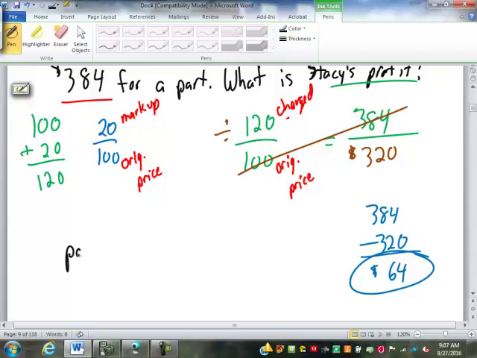So in your book, page 84 through 89, 1 through 53, the odds.